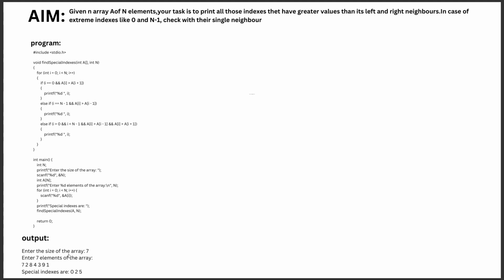Now, enter the size of array. I entered the size of the array as 7, and then it asked to enter 7 elements. I entered 7, 2, 8, 4, 3, 9, 1, and the special indexes are 0, 2, 5. Index 0 is special because it is greater than its neighbor. Index 2 is special because 8 is greater than both of its neighbors. Index 5 is special because it holds 9, which is greater than both neighbors. And this is the program which was asked by the aim. Thank you.